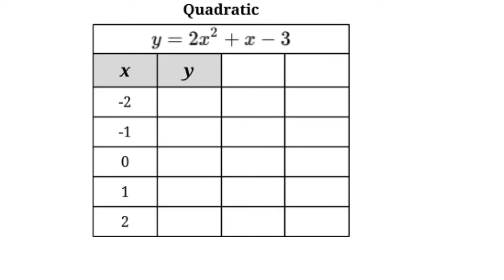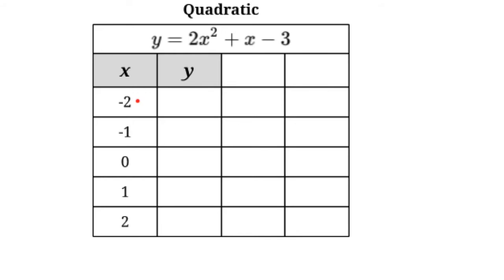If we move over to our second table, this time our equation is 2x squared plus x minus 3. We are told that it is quadratic, and again, you can check, because if you check the highest degree in the equation, that would be 2. And that codes for or represents a quadratic.